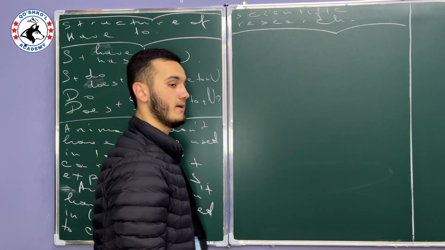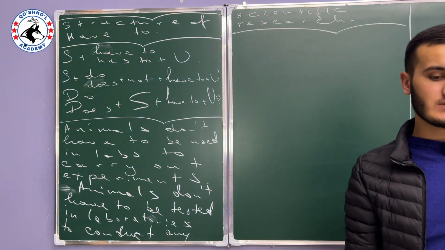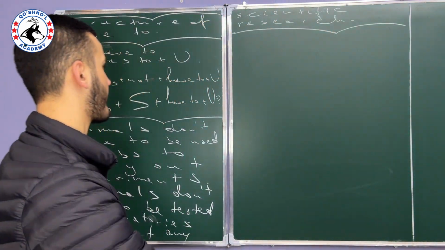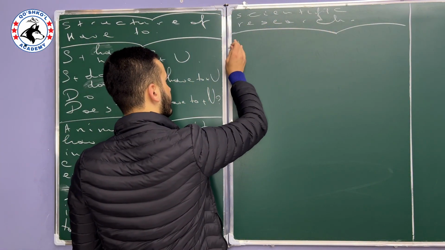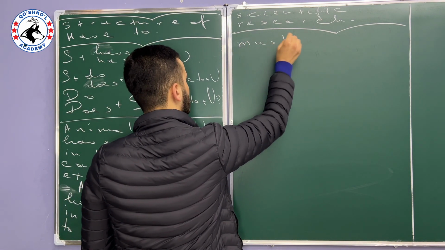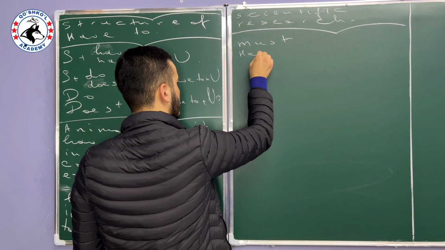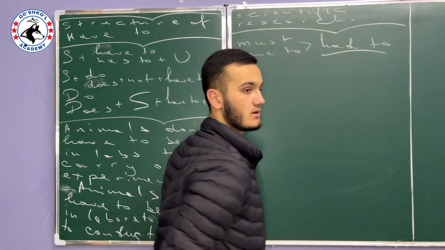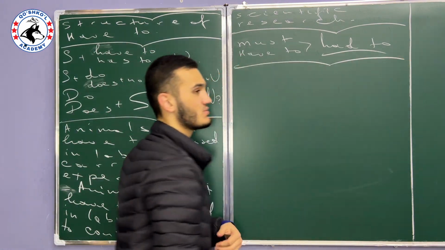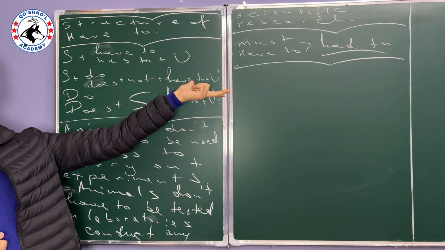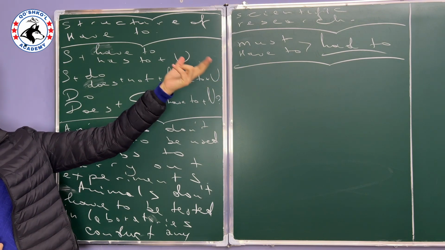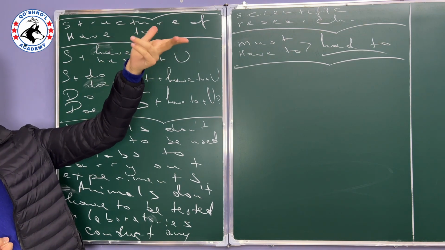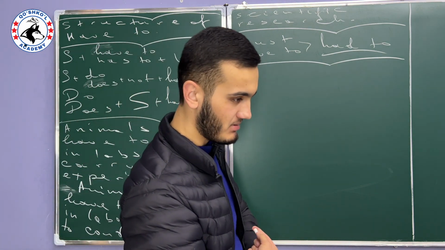Next, the past form of have to and must: we have had to, yeah? Must and have to, we have had to. The structure is simple, ladies and gentlemen. Subject, had to, and verb. Subject didn't have to, verb. Did, subject, have to, and verb. Example.